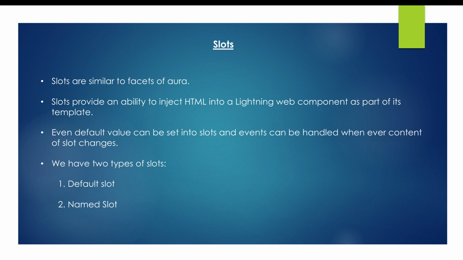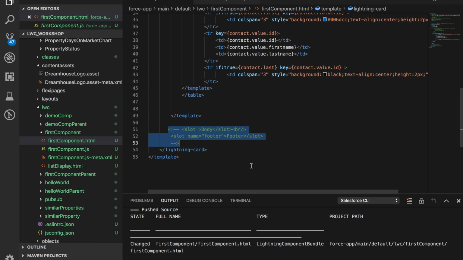Okay, then wherever you are putting slots, in that slots you can define default values as well. Like if your parent is not setting anything into slots, so whatever default value you have set into your slots, which will be visible. So we have two types of slots. One is default slot and one is named slot. So default slots can be multiple. So we'll see. Let's deep dive into our code and see how it works.